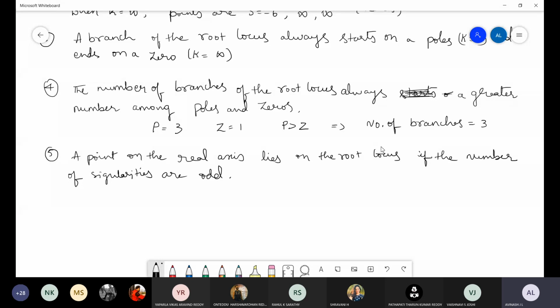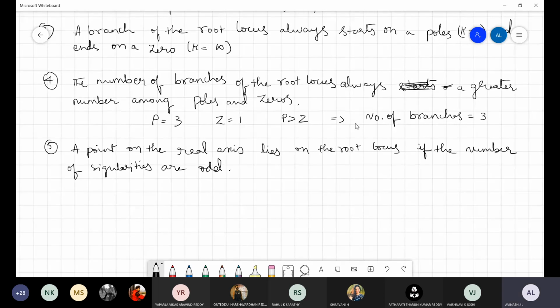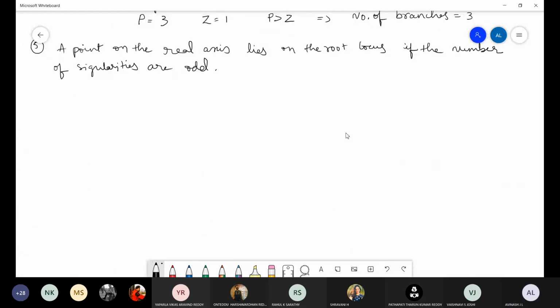So now we'll go for the next step, that is step number 6. The number of asymptotes is equal to what? P minus Z, modulus 3 minus 1, equal to 2. There are 2 asymptotes in this particular scenario.